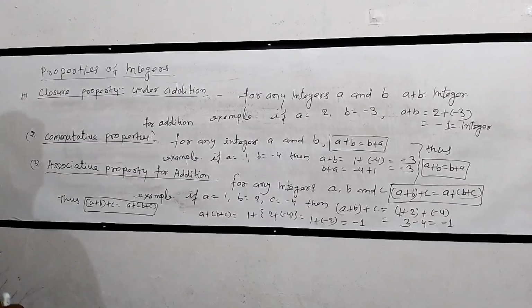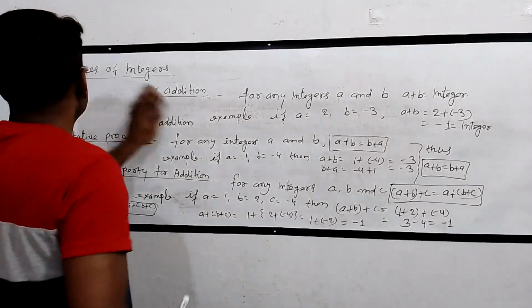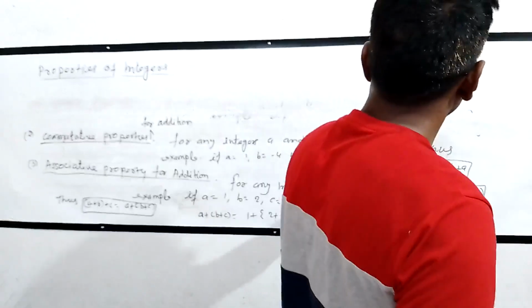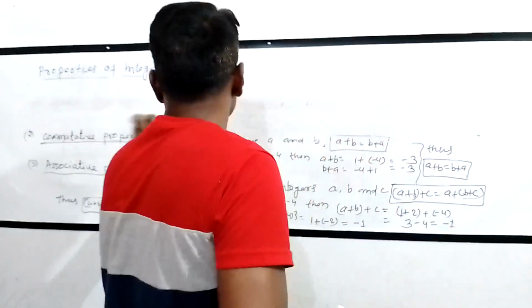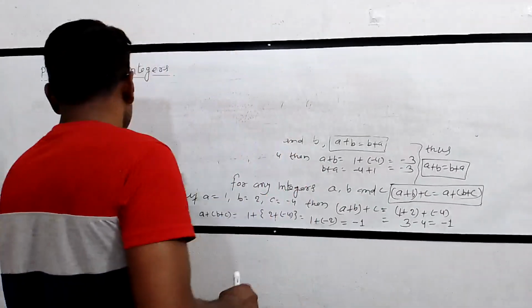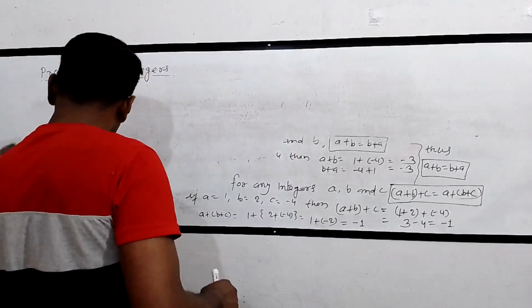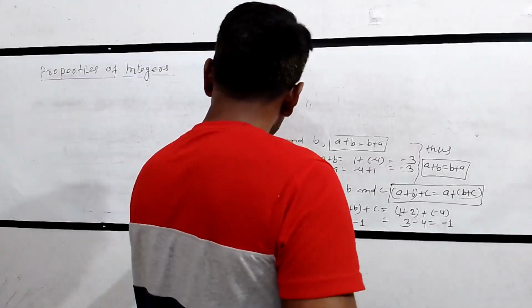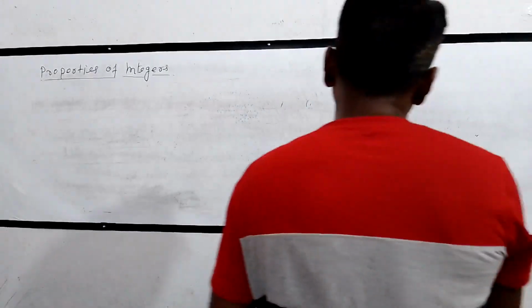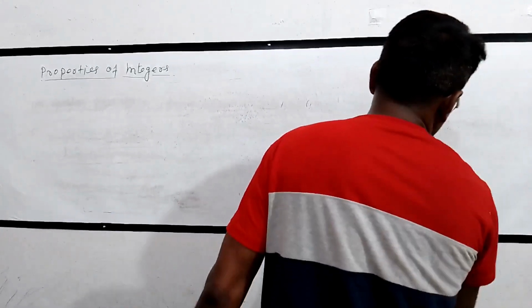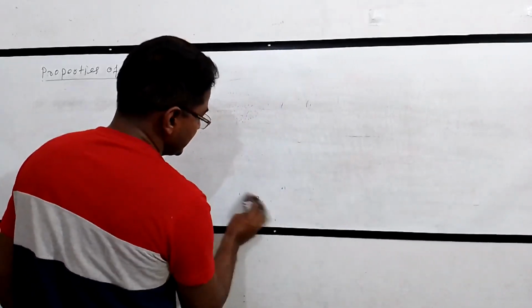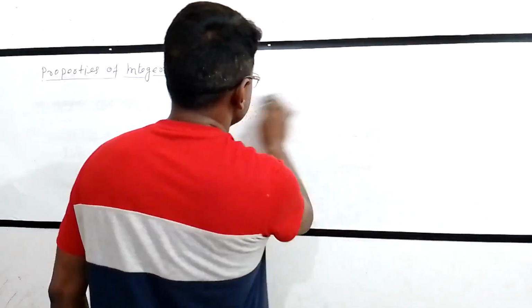Okay, the next property of integers is the additive identity. Additive identity of integers. If we add 0 to any integer, we find the same integer. If we add 0 to any integer, then 0 is the additive identity in this case.